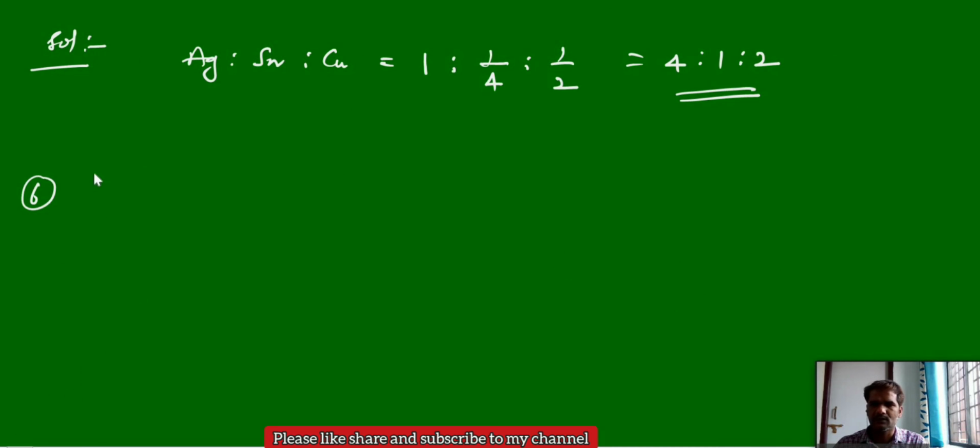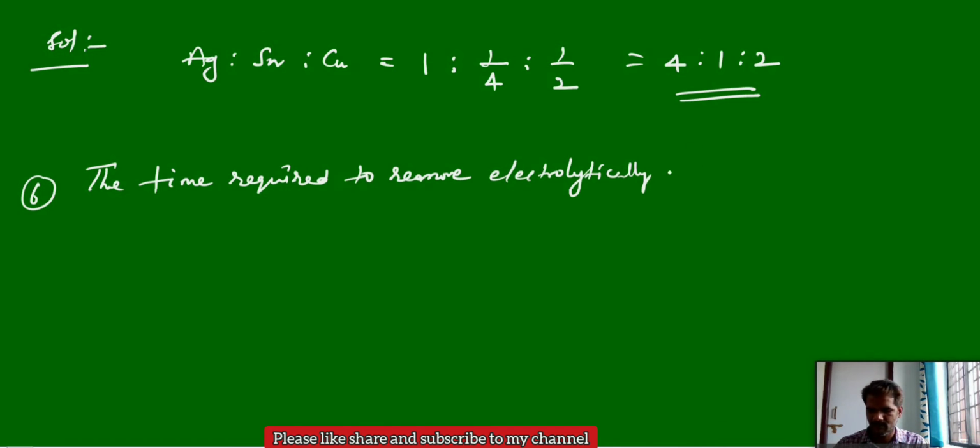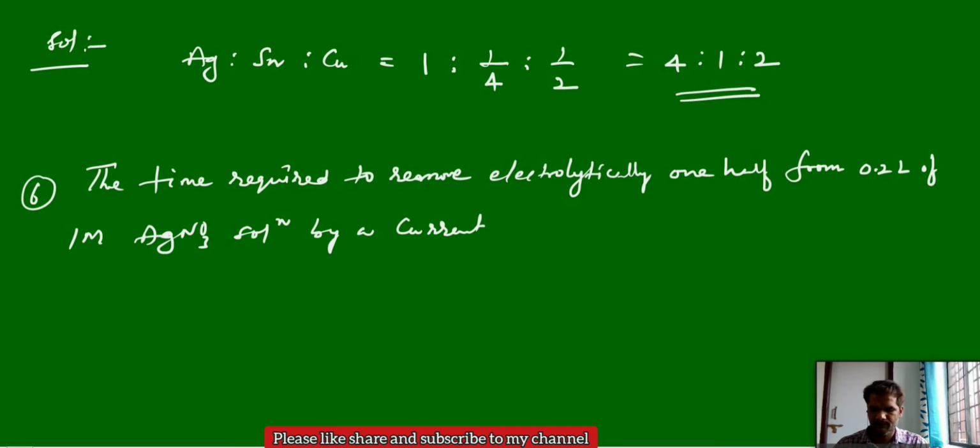Next question. The time required to remove electrolytically one half of the silver from 0.2 liters of 1 molar AgNO3 solution by a current of 1 ampere is 160 minutes.